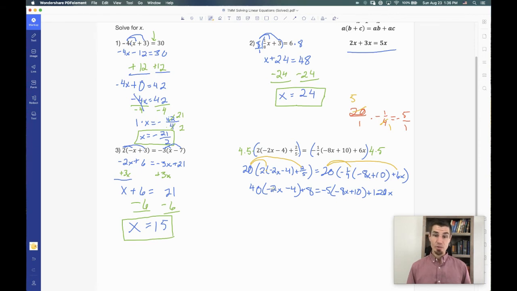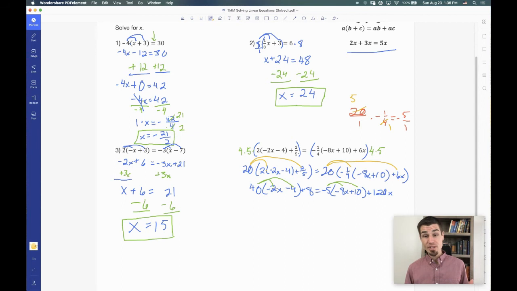So now we still have parentheses that we still need to deal with because we still have an x on the inside of them. So now we need to distribute the 40 to both terms on the inside. And just keep an eye over here. We're going to go ahead and distribute the -5 to both terms on this side.